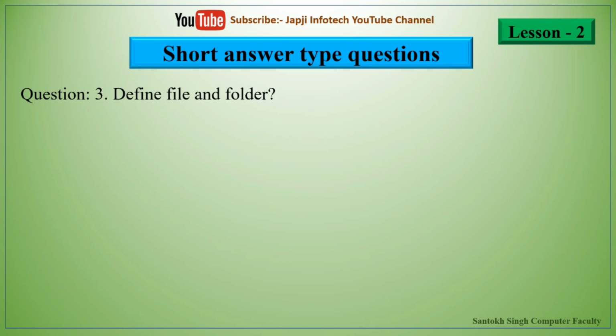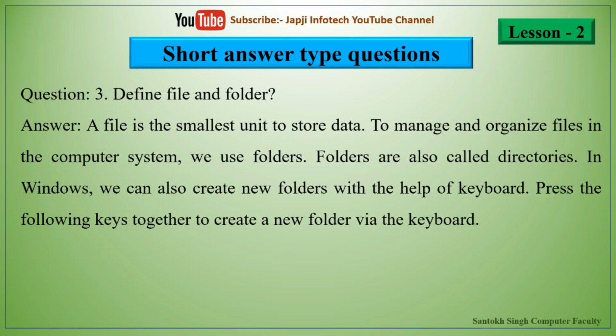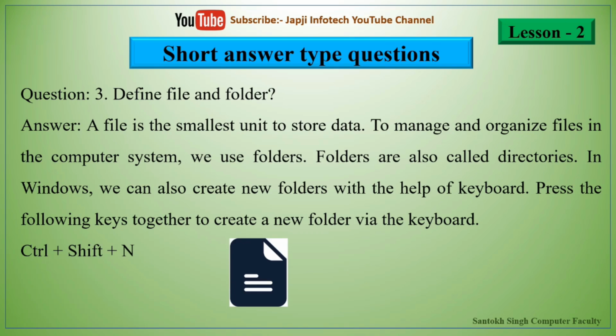The third question is: define file and folder. A file is the smallest unit to store data. To manage and organize files in the computer system, we use folders. Folders are also called directories. In Windows, we can also create a new folder with the help of the keyboard. Press the following keys together to create a new folder via the keyboard. The shortcut key is Ctrl plus Shift plus N. So these keys are used to create a new folder.